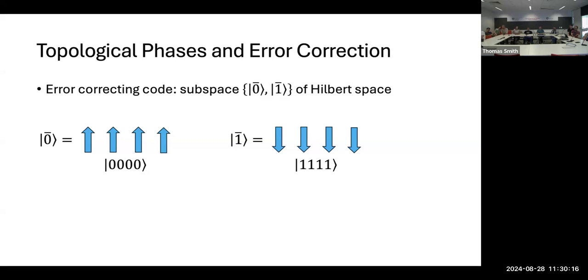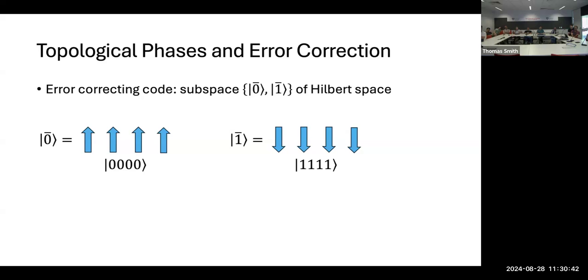So for instance, the repetition code defined in this way, I could say that my logical 0 state is the all 0 state for some chain of qubits, which maybe I could represent as up arrows. And the logical 1 state is some chain of 1 states, which I represent as down arrows. And this is my code space.